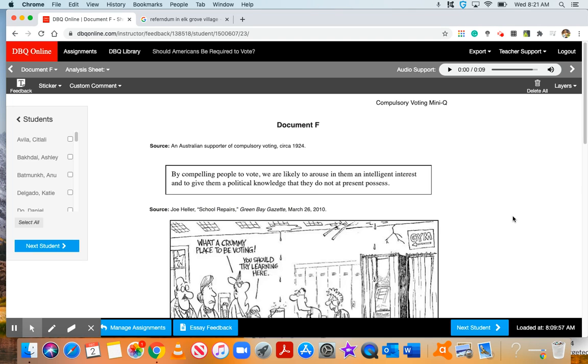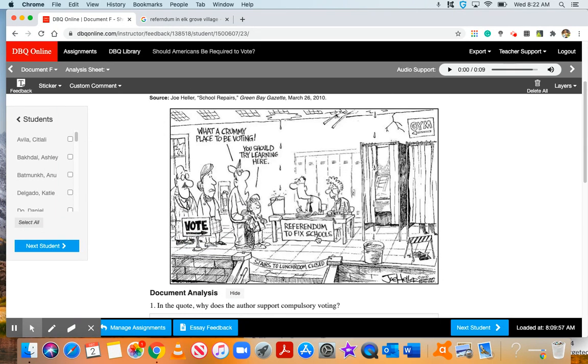All right, so we're going to look at document F. This is a political cartoon, and political cartoons can be really fun. So we're not going to focus on this quote from 1924. Don't worry about it. I just want to focus on the school repairs political cartoon that was made in 2010. So not that long ago. So we're just going to look at this.